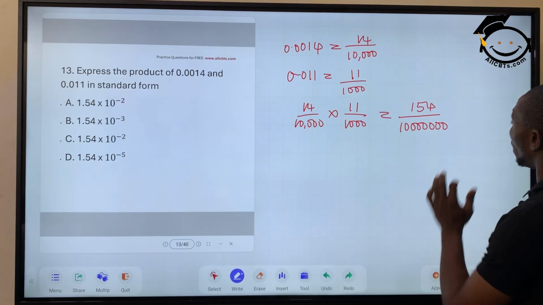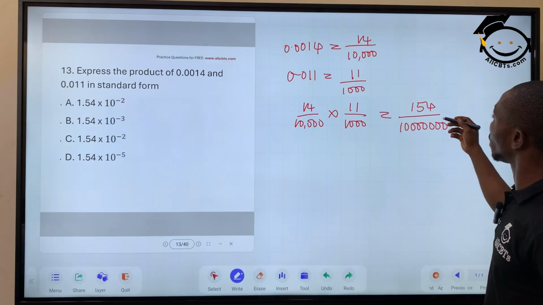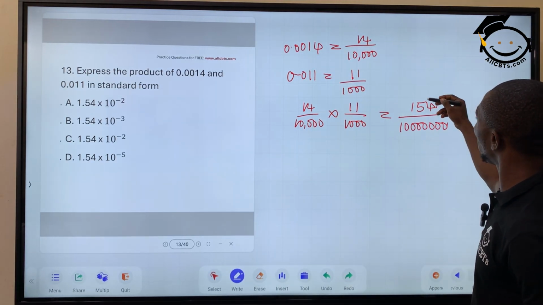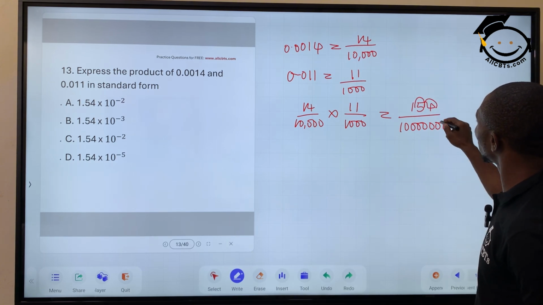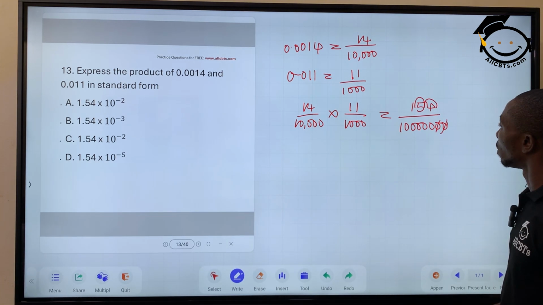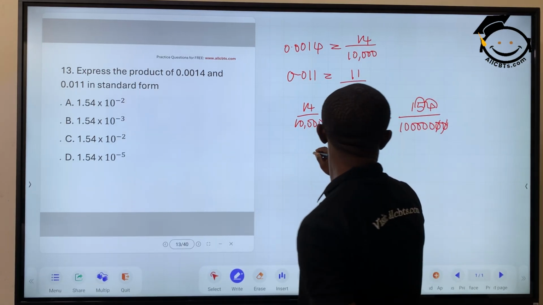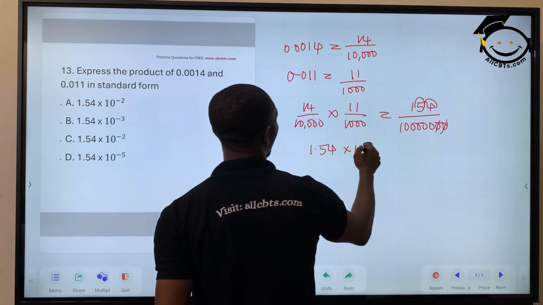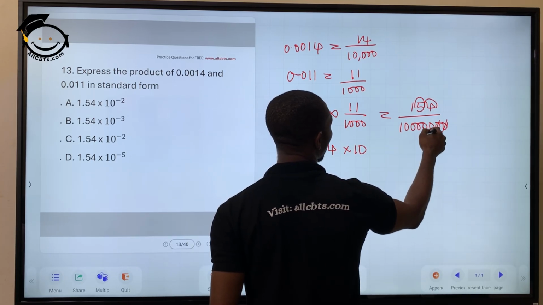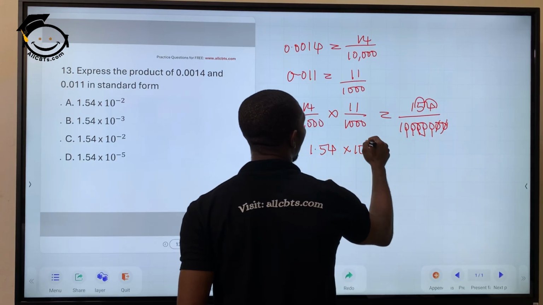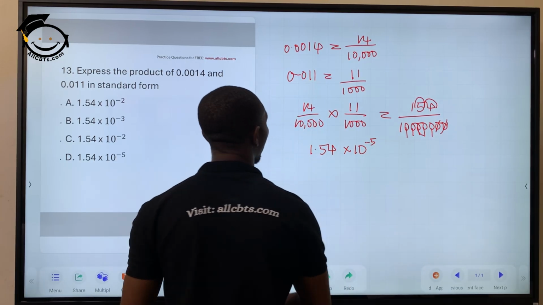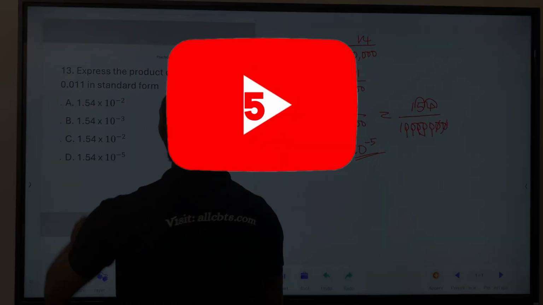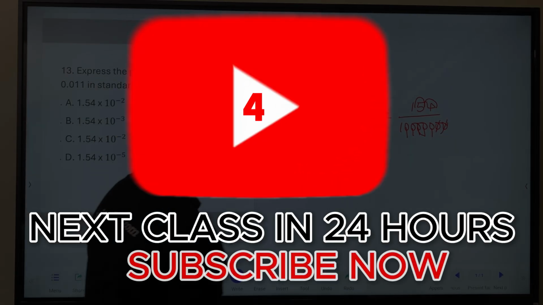All right, now having known this, let's put it back to our decimal part. Now, since we are moving 1, 2, we cancel 2 zeros. So this becomes 1.54 times 10 raised to power. How many zeros do we have? 1, 2, 3, 4, 5. 10 raised to power minus 5. So the standard form will give us 1.54 times 10 raised to power minus 5.